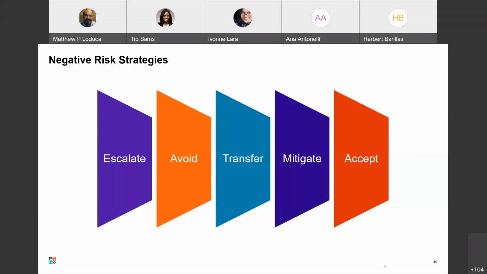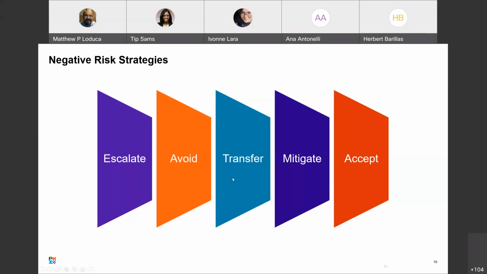Now, accepting that risk may end up boiling down to, guess what? We're going to have to mitigate it anyway. But generally speaking, accepting the risk means it's going to happen, and we're not going to worry about it right now. And if it does become something, maybe we have to do something about it. So these are essentially the stages of our risk strategies.